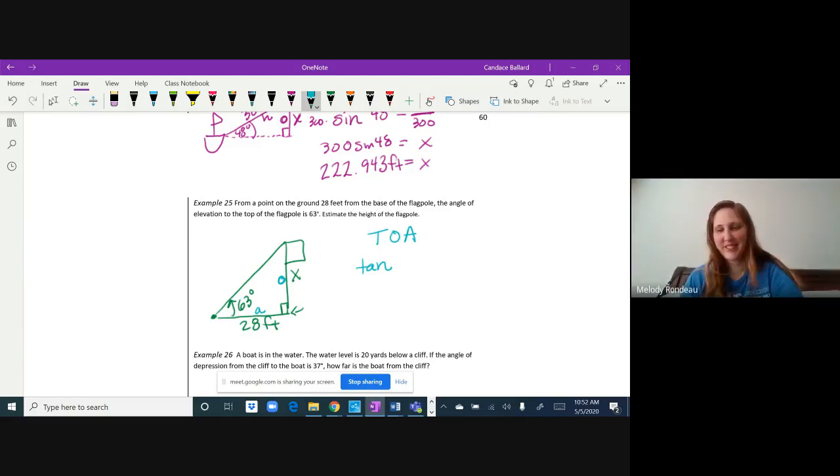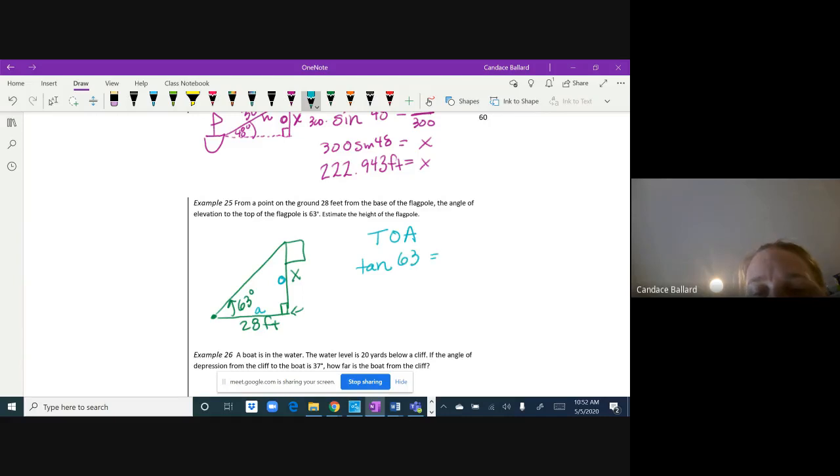No worries. All right, so we've got tangent of 63 equals my opposite, which is x, over my adjacent, which is 28. Now, we've gotten really lucky on these, where these are just a multiplication over. It could be just like the ones Ms. Rondeau showed, where you might have to eventually do a division. So I'm going to multiply both sides by 28. So we've got 28 times the tangent of 63 equals x.